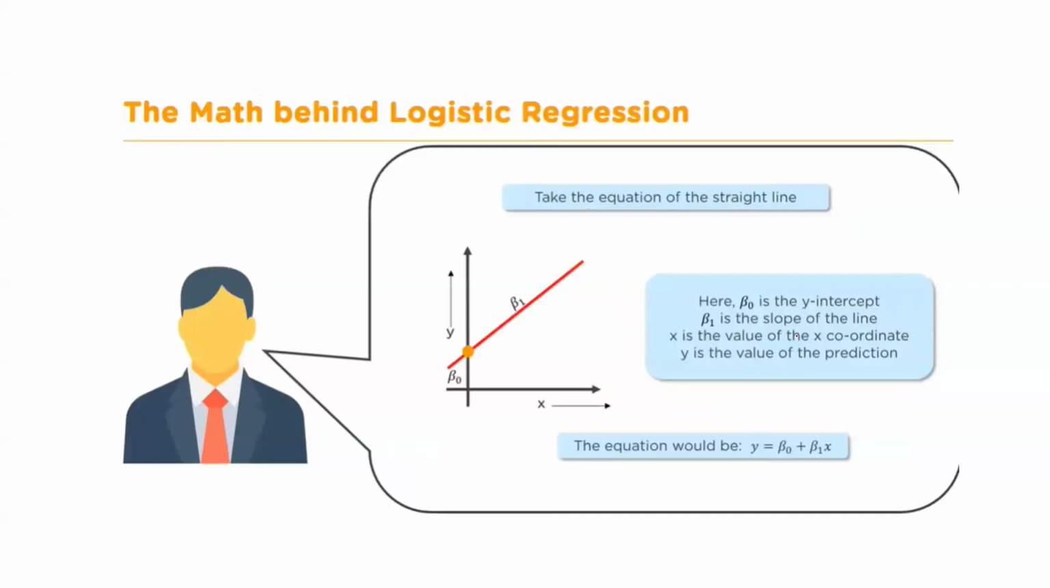Now, let us take the equation of the straight line. We already discussed this in linear regression. This is the straight line equation, and we are going to have the intercept and slope, B0 and B1. x is the value of the x coordinate and y is the value of the prediction. The equation would be, we know, y equals B0 plus B1 into x. This is the linear regression equation.